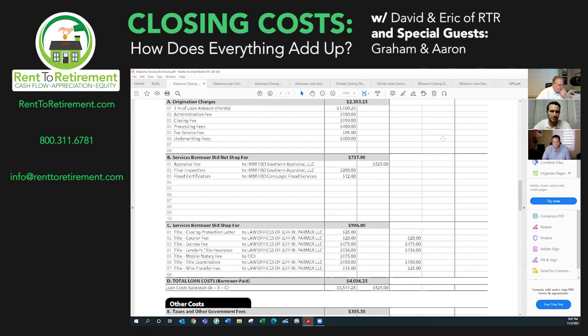So we're already starting to see some fees decrease in that regard, or not decrease, but they're accounted for 100% properly at this point. In this case, a final inspection was required. The home wasn't fully complete when the appraiser went out. So that's why we still see that final inspection charge of $200 included.